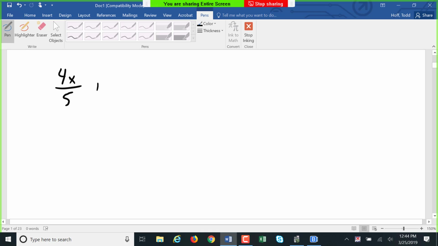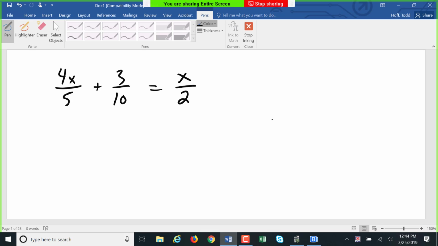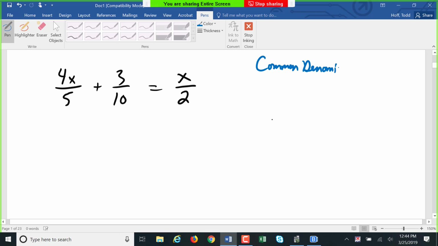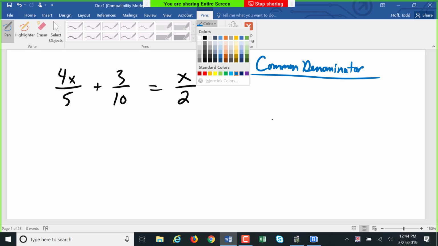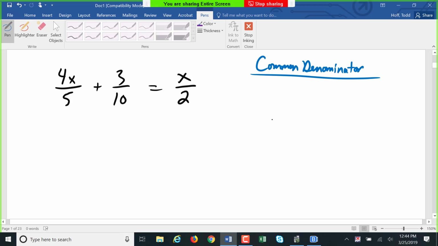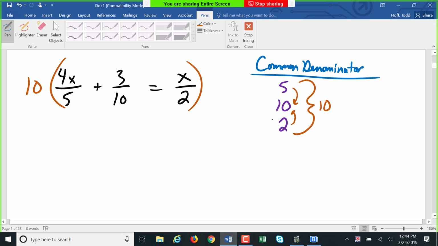We may have 4x over 5 plus 3 over 10 equals x over 2. So to solve this, I again need to find common denominators. And generally I'm looking for the least common denominator, but any common denominator will do. I have denominators of 5, 10, and 2. What's going to be the least common multiple or least common denominator for those? Well, both the 5 and the 2 go into 10, right? So the 10 will do it. Yep. So if I multiply that whole thing by 10, I'll get rid of the fractions.